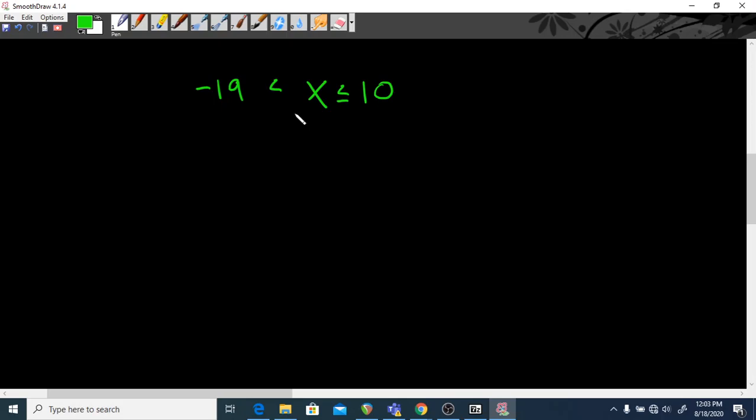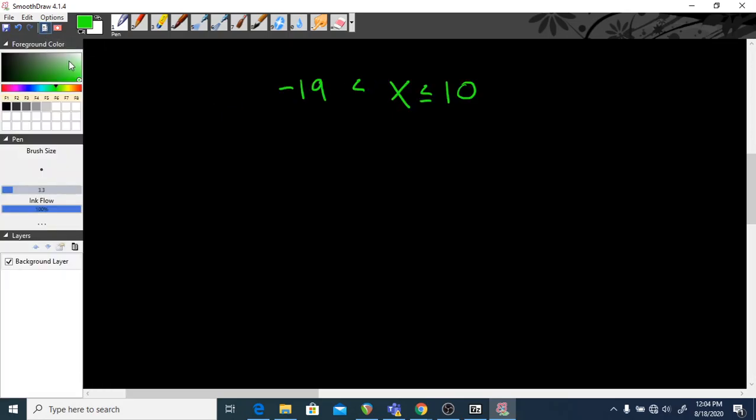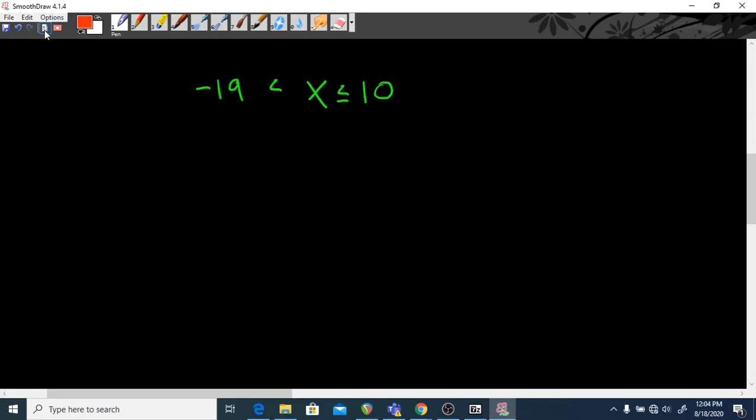So here we have negative 19 is less than x, and x is less than or equal to 10. Again, this is just all about notation. Let's read this one step at a time. The first thing says that negative 19 is less than x. Another way of saying that is that x is bigger than negative 19.